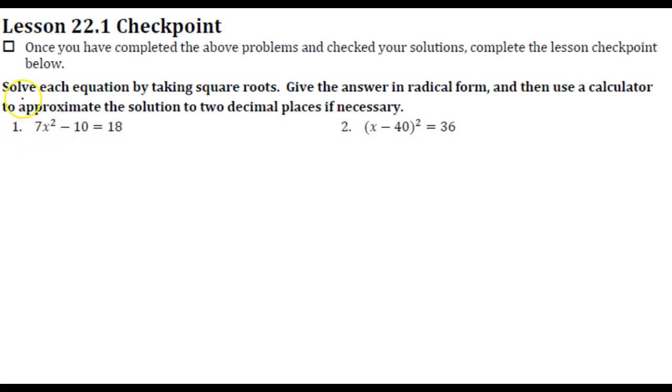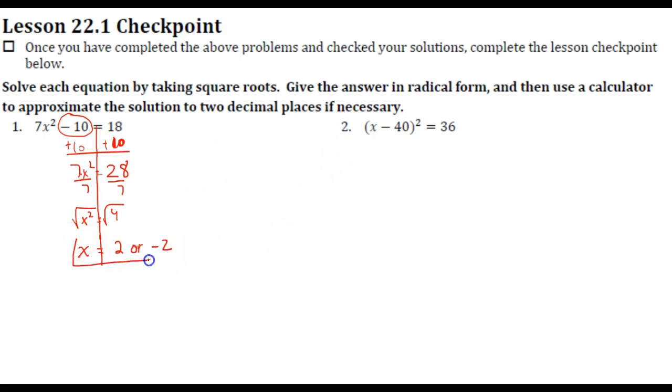So we're going to go ahead and solve each one of these by solving each equation by taking the square root. So what is the opposite of a negative 10? Positive 10, yes. So that would be 7x squared equals 28. Opposite of multiplying by 7 would be dividing. So that's x squared equals 4. So we're going to square root both sides, and that would be x equals a positive 2 or a negative 2. And because this isn't a real world problem, we can include both answers, positive and negative.